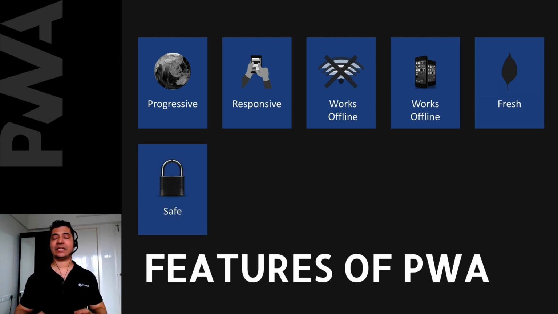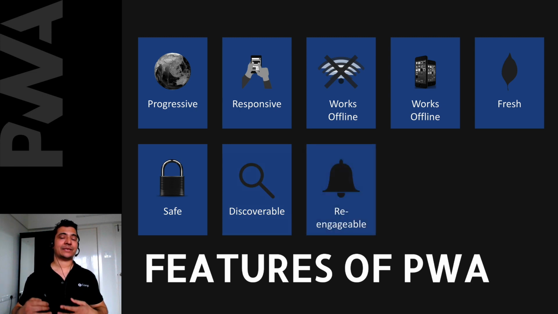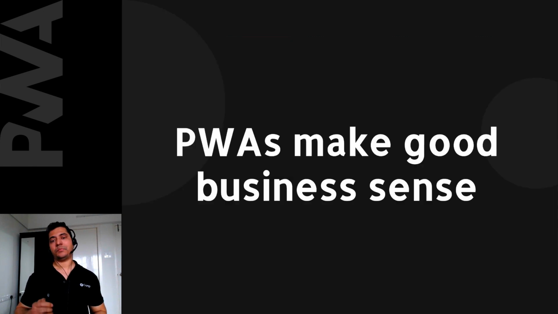So one of the key requirements of PWA is that it needs to be on HTTPS. They are discoverable, indexed by Google. They are re-engageable, so you can send push notifications to users and bring them back. They are durable and they are linkable, so you can share those links. Now, what does this mean for business? PWAs make good business sense.